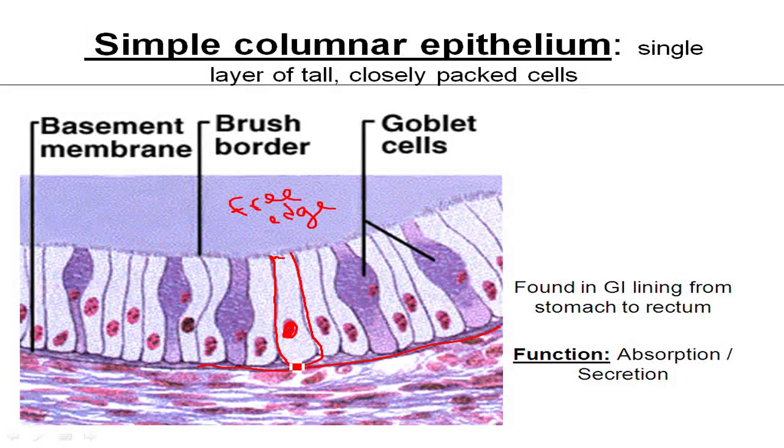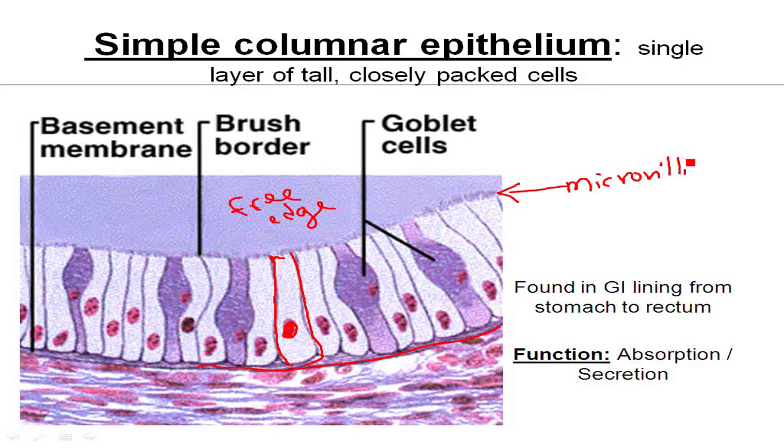Now these are usually found throughout the GI tract. They're involved in absorption and secretion. You're going to notice here, this is called a brush border, and this is actually microvilli. When you look at a real slide, the microvilli are so tiny, you can't make them out. You can't see the individual finger-like projections. All you're going to see is this brushy, fuzzy border. So that's our brush border, or microvilli.